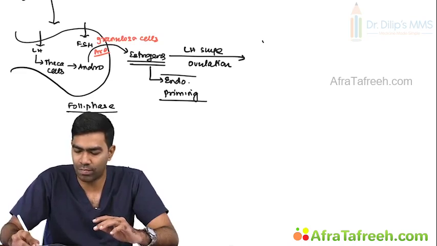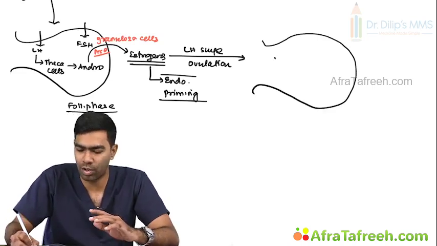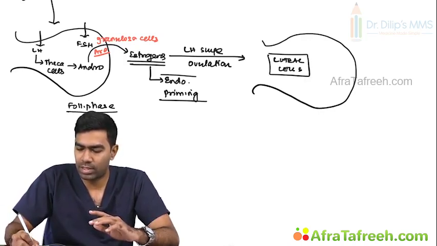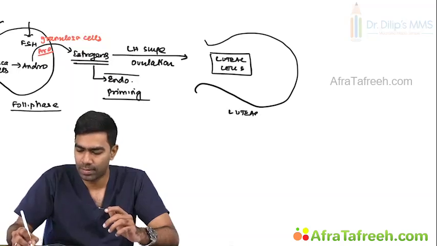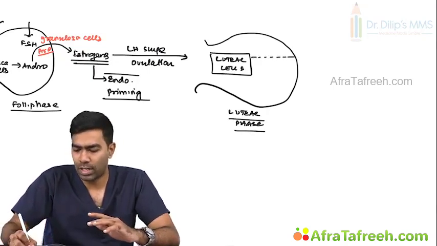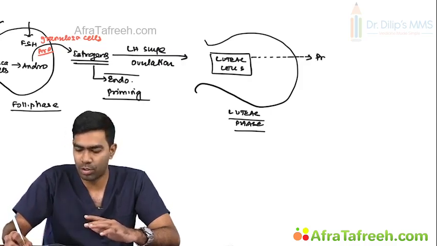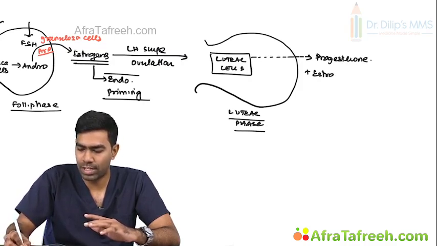After ovulation, we know that it results in formation of the corpus luteum, and you have these luteal cells. Remember, both the theca cells as well as the granulosa cells become luteal cells under the influence of luteinizing hormone. That LH surge is the one that causes this luteinization, or luteal transformation, of the theca cells and the granulosa cells. After ovulation, in the luteal phase, the most important hormone produced by these luteal cells is progesterone. And to an extent, they also produce estrogen as well.